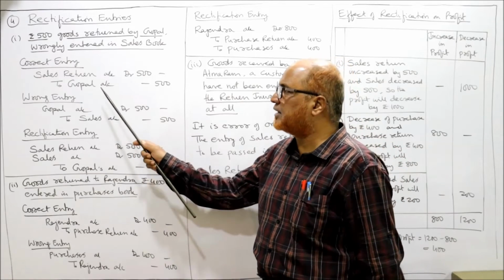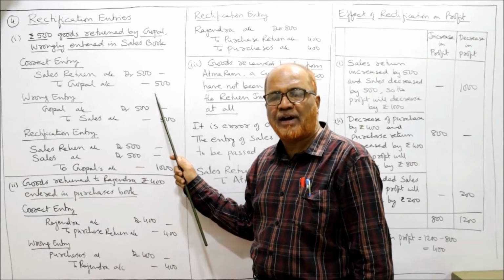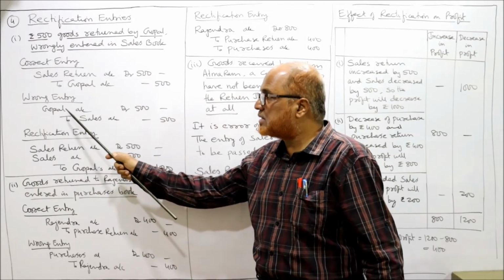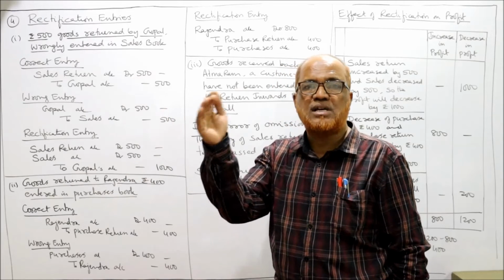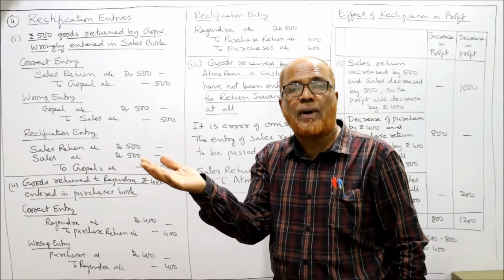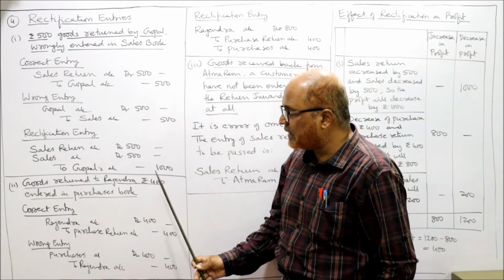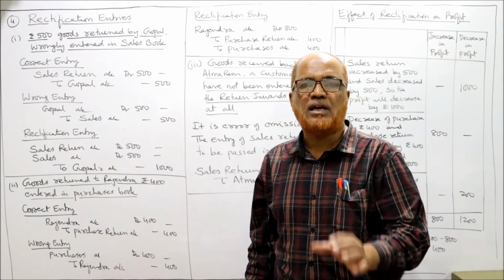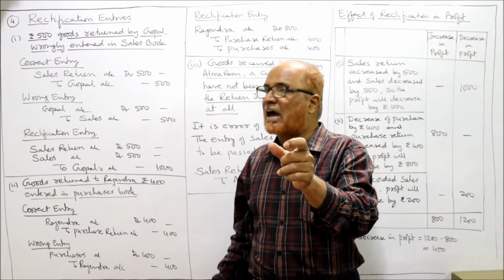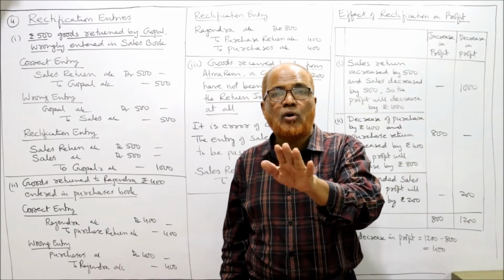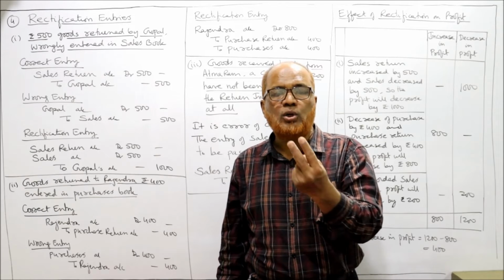Actually, the correct entry says Gopal should have been credited by 500. But by mistake, Gopal's account was debited by 500. So instead of crediting 500 rupees, by mistake we have debited. Now we credit Gopal's account with double the amount, 500 plus 500, which is 1000 rupees. If we have taken the wrong side, we have to double the amount. Gopal's account should have been credited by 500, but we have instead debited 500. So we have done two mistakes.